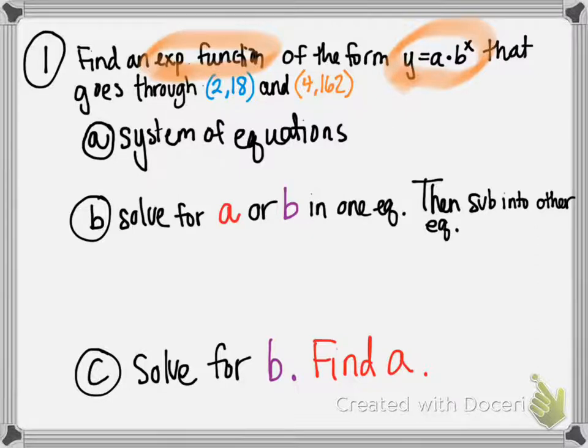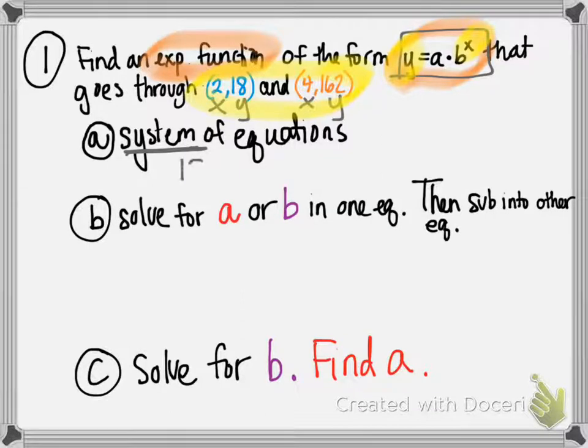Remember that each of these is an xy coordinate, so I'm just going to label them. That's x1, y1. That's x2, y2. And I have this beautiful equation. A system of equations just means more than one equation. So I'm going to replace my y and my x in this equation. My y and my x are going to be replaced by these values twice, because I have to write two separate equations.